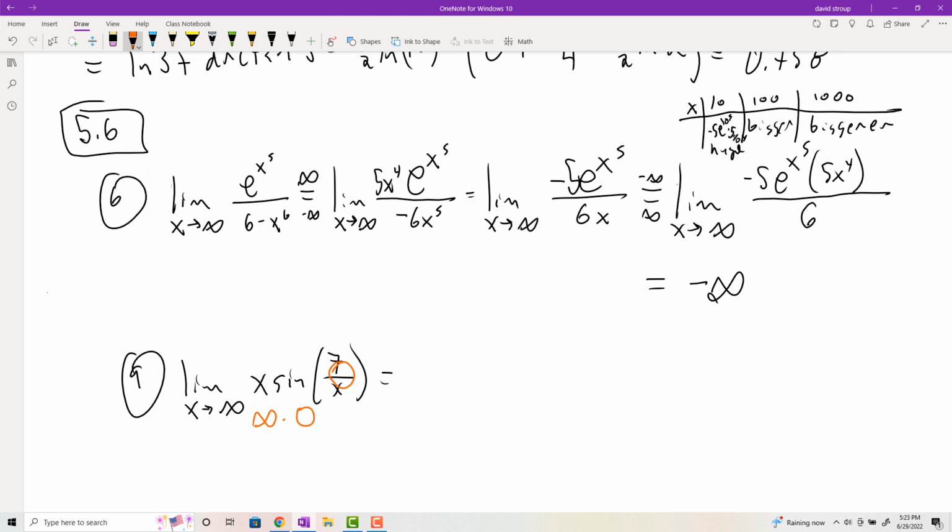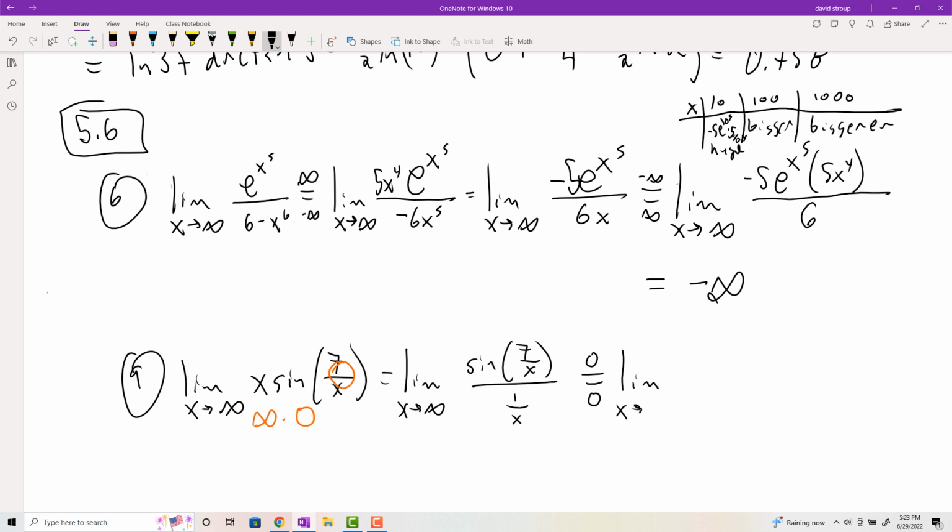So it's infinity times 0 form, and what you had to do there was turn it into a fraction. Okay, so you get the limit as x goes to infinity of sine of 7 over x all over 1 over x. Then you could recheck the form and note it's a 0 over 0 form. Okay, so you could do L'Hopital's.